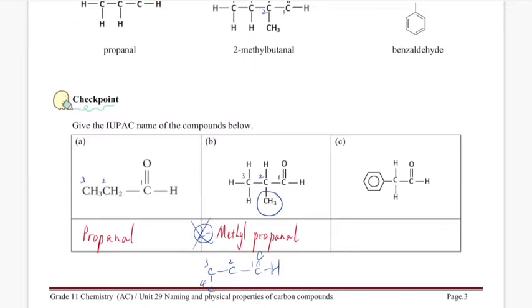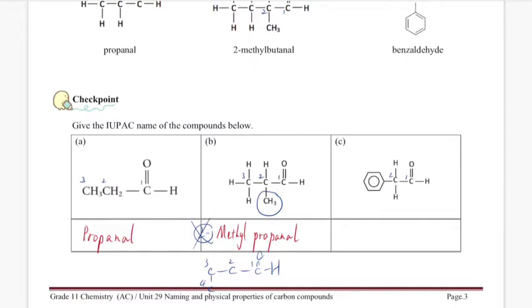Okay, the next example. We label the functional group carbon as number 1, and then we get number 2, and then we've got a benzene ring. So for this one, how do we name it?